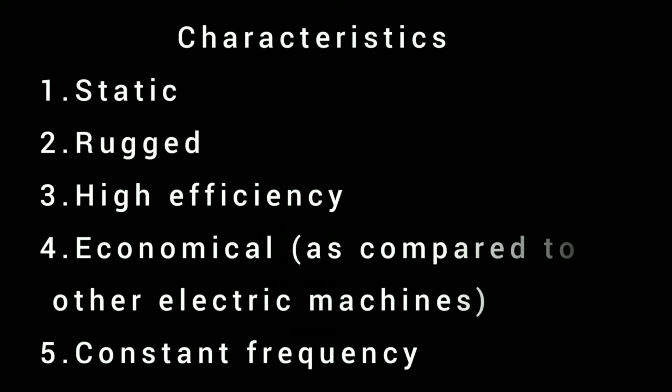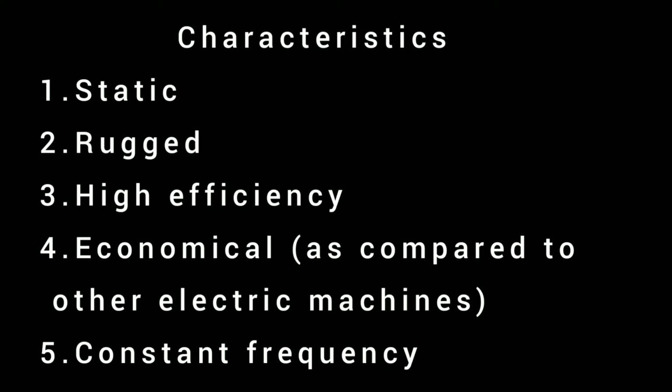Then let's move to its characteristics. First one is static device. Since its basic construction has no moving parts, it is often called the static transformer. Second one, rugged device. So it requires minimum amount of repair and maintenance. Third one, high efficiency. Lack of rotating parts, there are no friction or windage losses, so that the efficiency of a transformer is high.